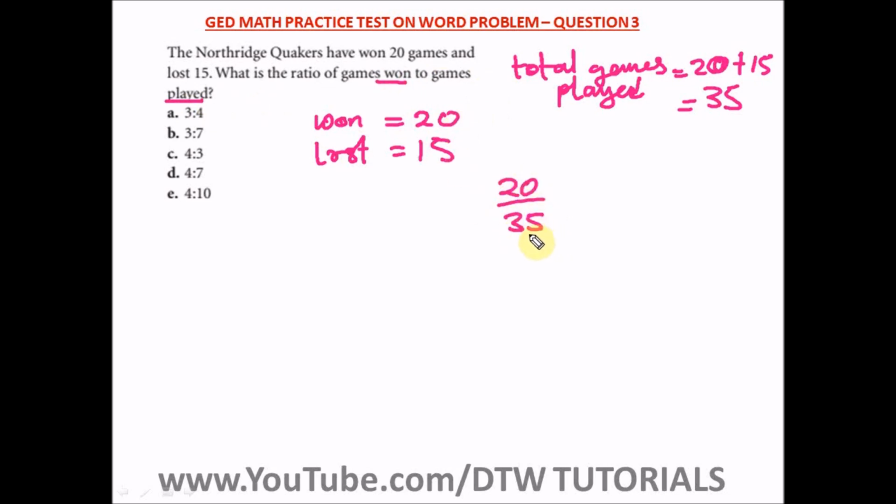That's the ratio 20 to 35. From here we can cancel out further. 5 can go into 20 four times, and 5 can go into 35 seven times. So our answer is 4:7. So that's the interpretation of this question here, and our right option here is option D.